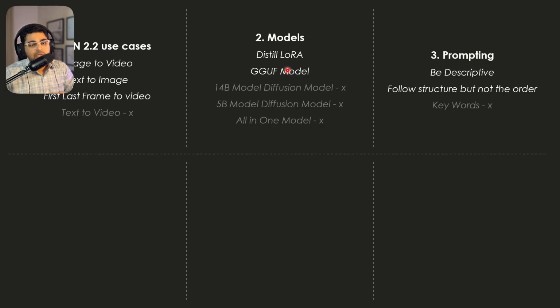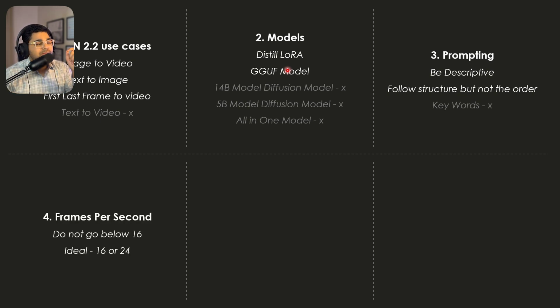Then always be descriptive with your prompt. Follow a prompt structure but not the order. You don't have to say subject, background and camera. No, you can say that background plus camera can combine and then subject. That is also fine. Don't stick to the order but give as descriptive a prompt as possible, because we are using a text encoder. You can go to 400 words, utilize it.